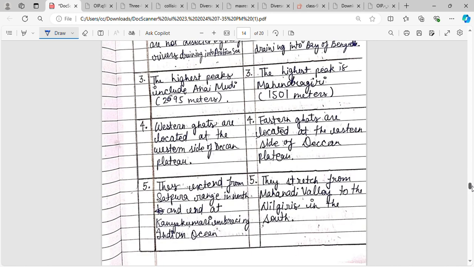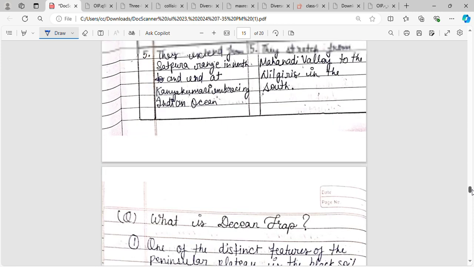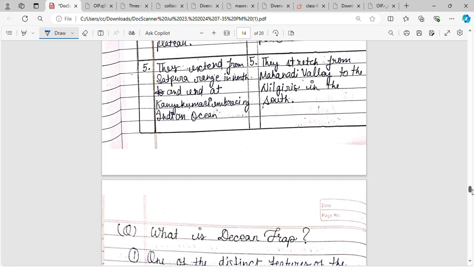The highest peak of the Western Ghats is Anaimudi. Anaimudi is 2695 meters. And the highest peak of the Eastern Ghats is Mahendragiri. Its height is 1501 meters. The Western Ghats are located at the western side of the Deccan Plateau. Eastern Ghats are located at the eastern side of Deccan Plateau. It's quite simple. They extend from Satpura in north and end at Kanyakumari, embracing Indian Ocean.